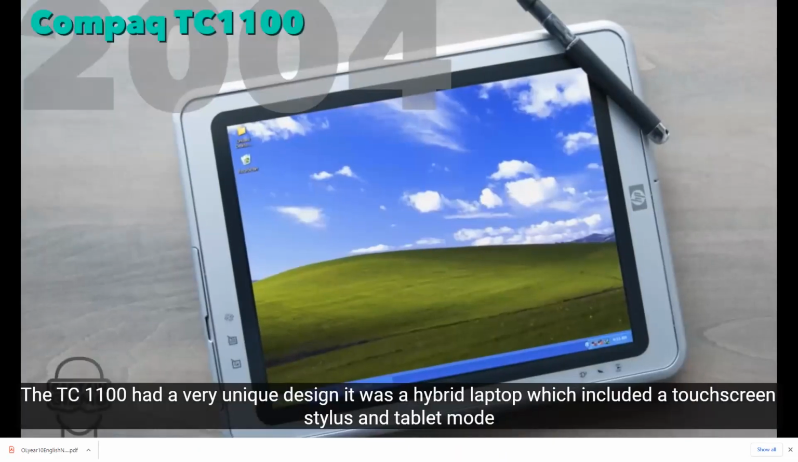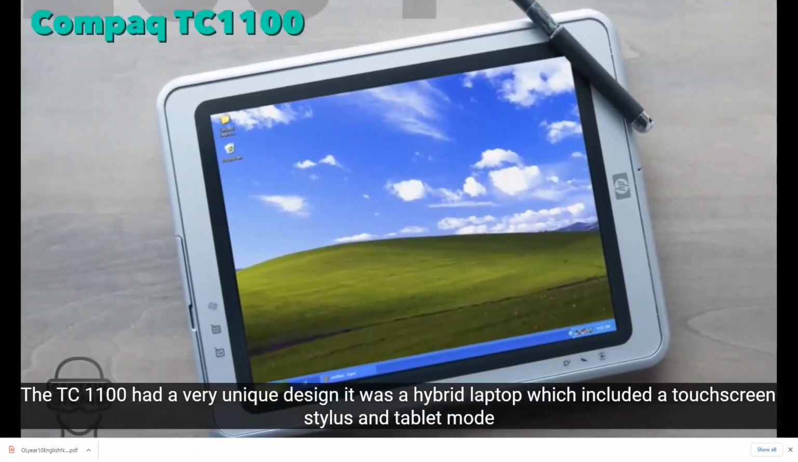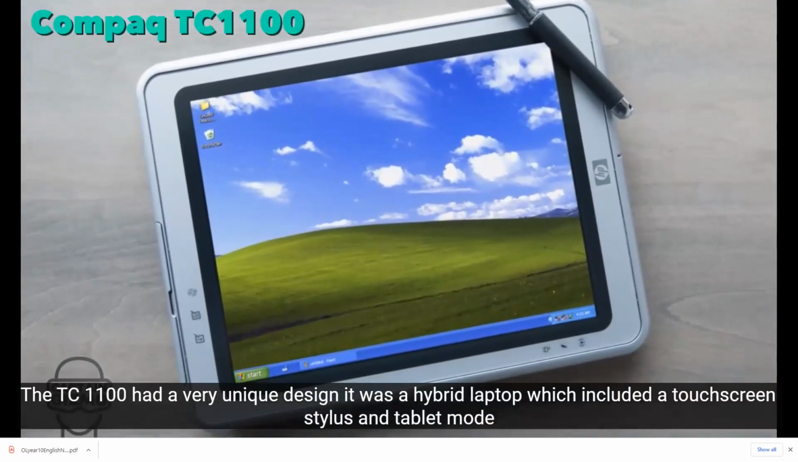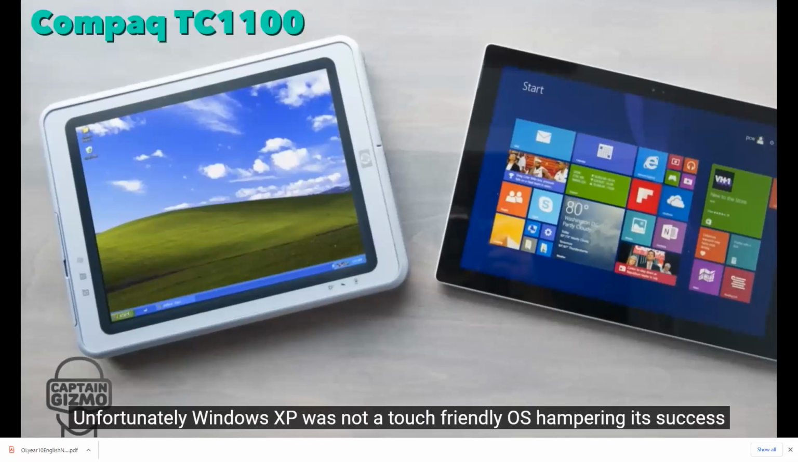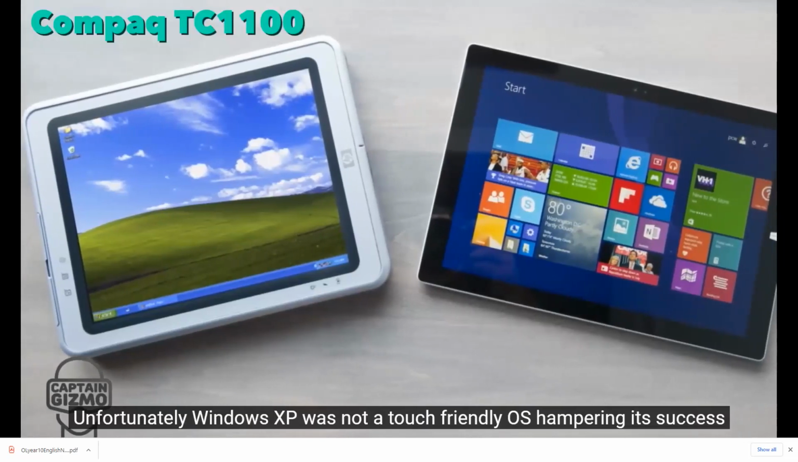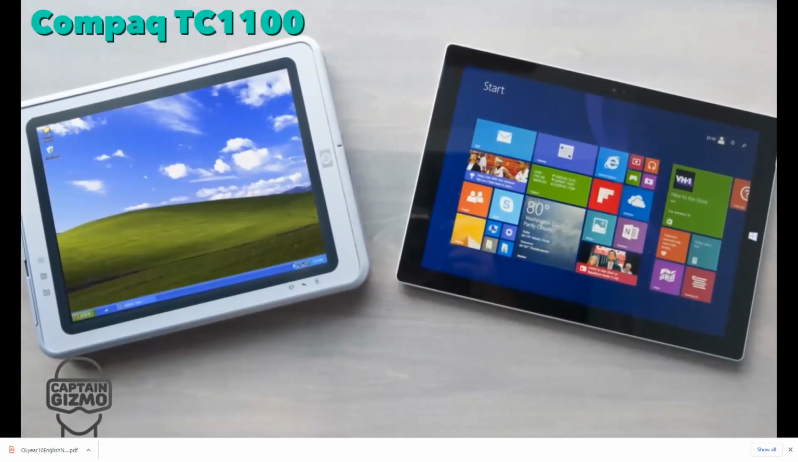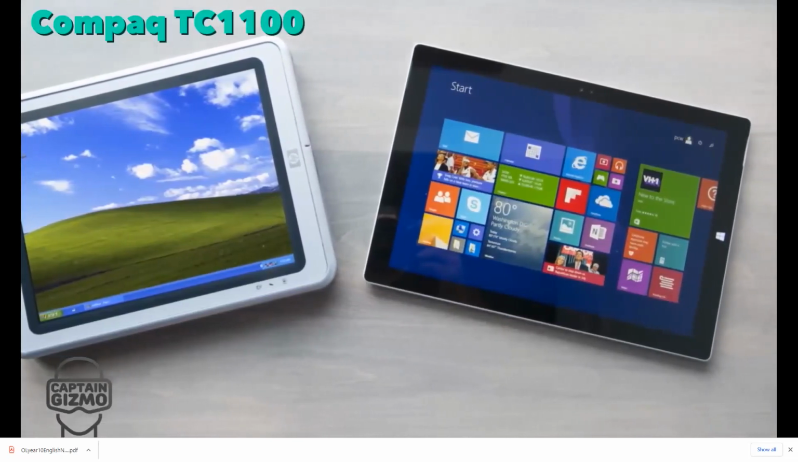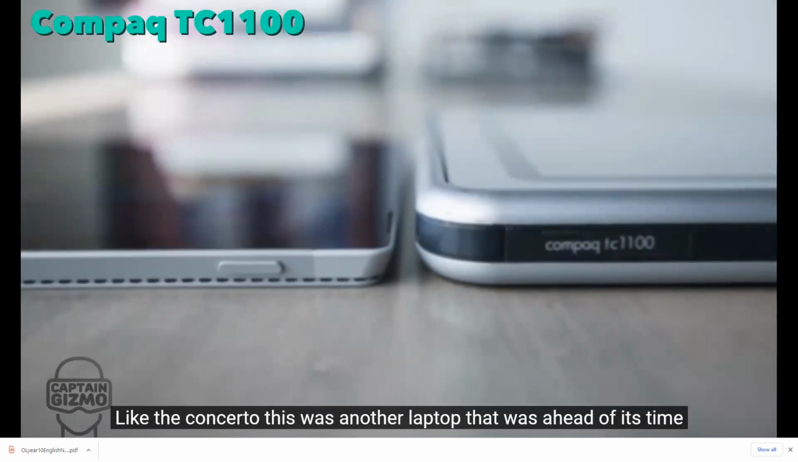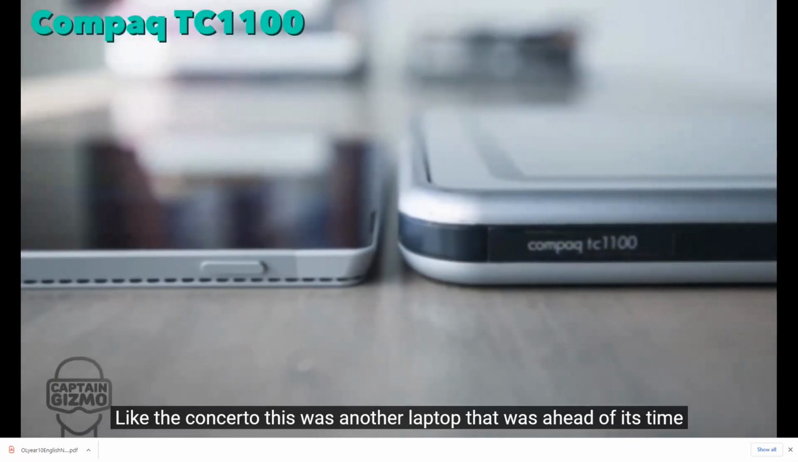The TC1100 had a very unique design. It was a hybrid laptop which included a touchscreen, stylus, and tablet mode. Unfortunately, Windows XP was not a touch-friendly OS, hampering its success. Like the Concerto, this was another laptop that was ahead of its time.